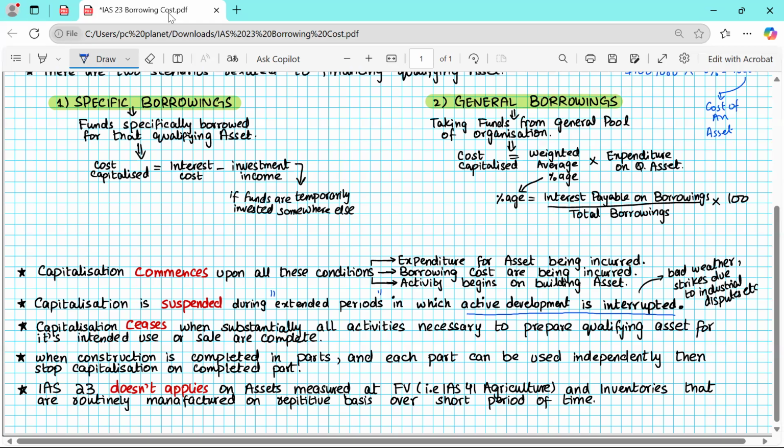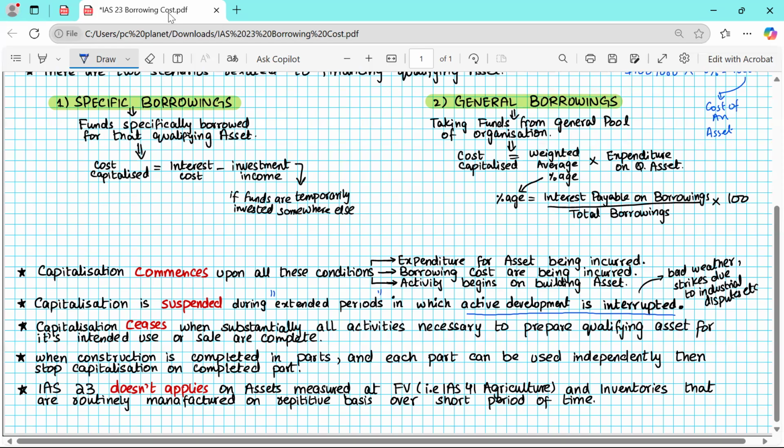When construction is completed in parts and each part can be used independently, then stop capitalization on the completed part. That is a very important point. Let's say your project is such that you have to do part completion. Say you are preparing four buildings in an area. When one building is completed and you can use that one building separately, while the work on other buildings is in progress, then you will stop the capitalization on that completed building.